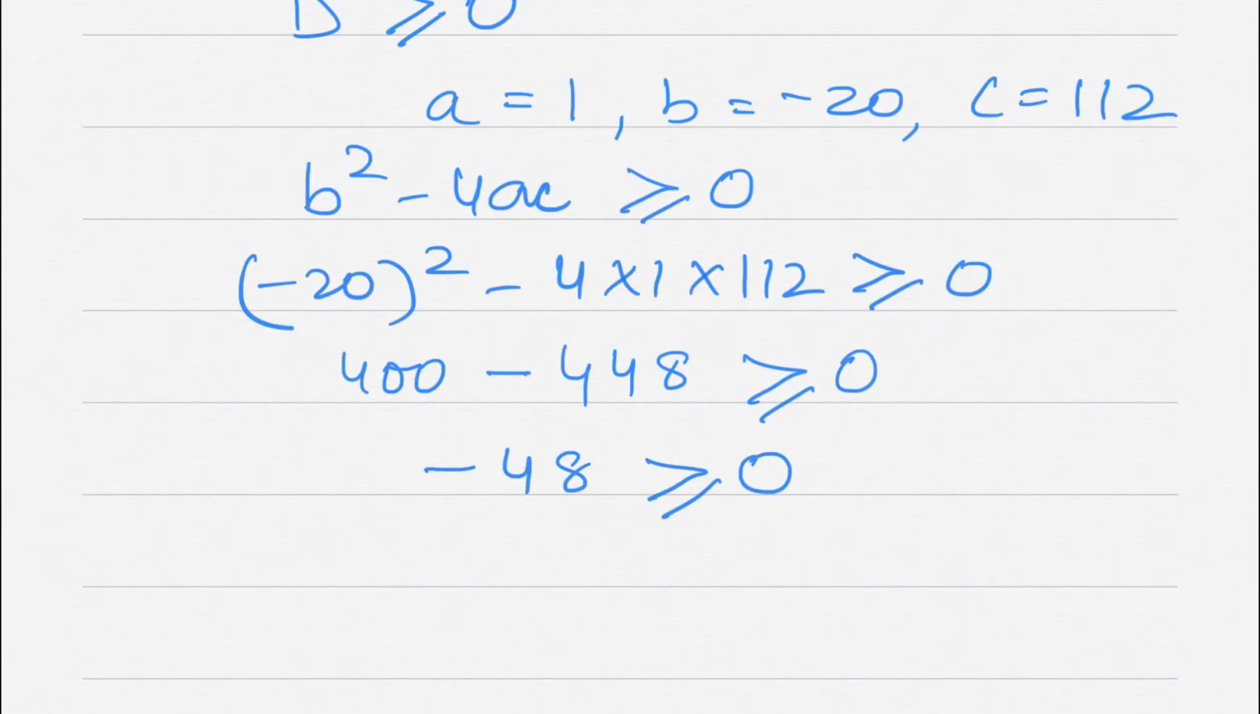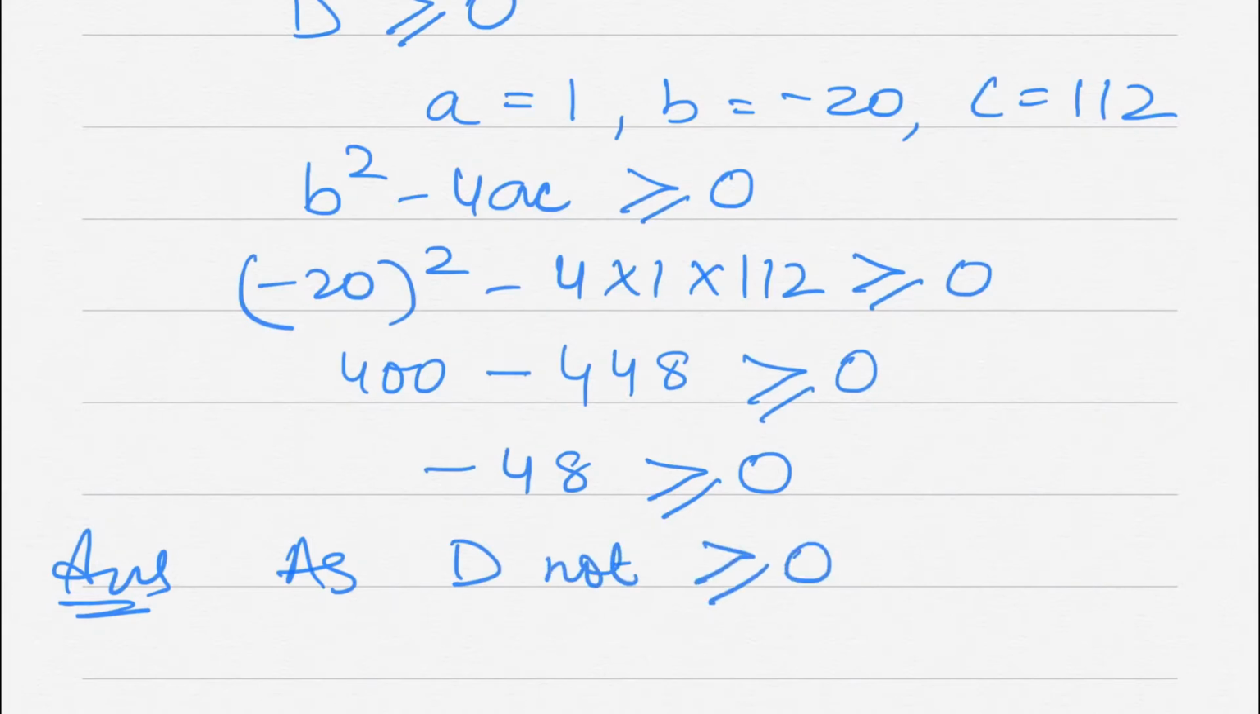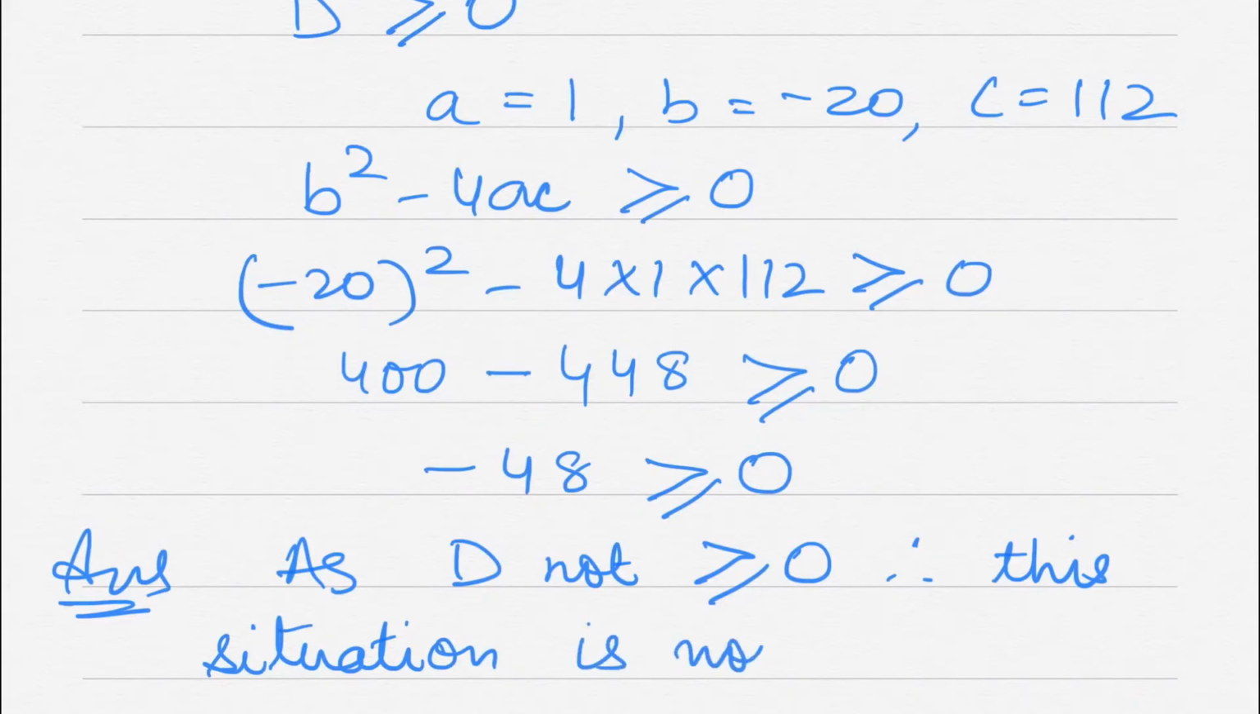So that means it's not possible. They are asking, is this situation possible? So no, this situation is not possible. So answer: as the discriminant is not greater than or equal to 0, therefore this situation is not possible.